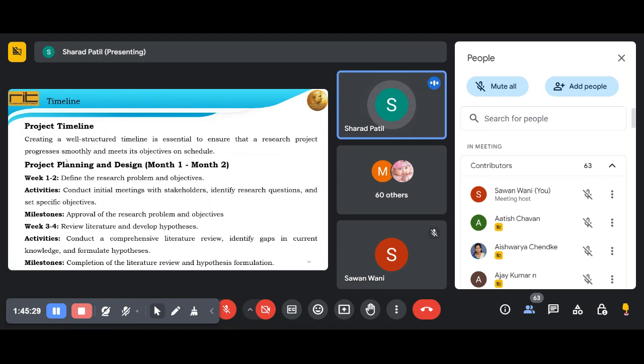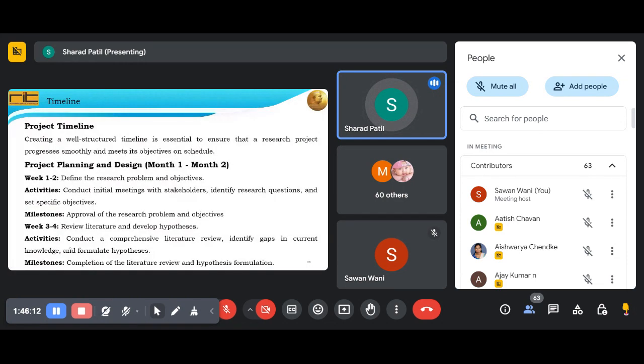Timelines are nothing but creating a well structured timeline, which is essential to ensure that the research project progresses smoothly and meets its objectives on the scheduled time. If you have the timeline, it will give you a clear idea about your research work, your research design and plan. And with time, if you proceed ahead with the plan, you will be able to meet the objectives and complete your work. So you can plan the work as week 1, week 2, and what activity you would like to conduct. Like that, detailed planning can be given in your research design.